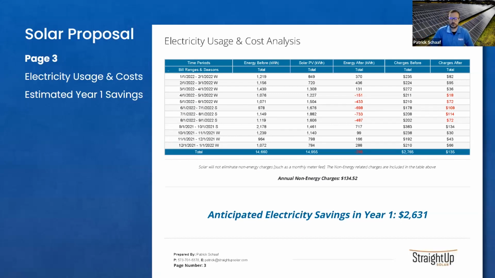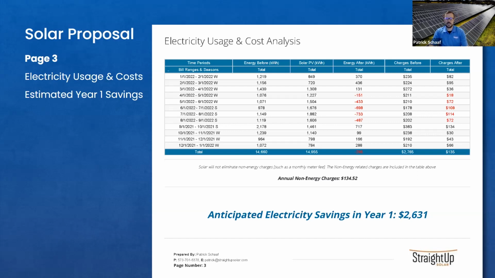Page 3 of the solar proposal. This sort of takes that graph we looked at and breaks it down numerically, right? It shows you month by month what the usage was before, what your solar production is, what your net usage is after that, your charges before, and your charges afterwards. One thing that we really try to do is nail down those monthly meter fees that your utility will charge you, and that's where you see the annual non-energy charges down below.